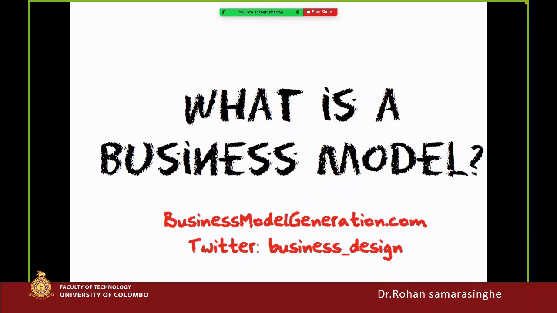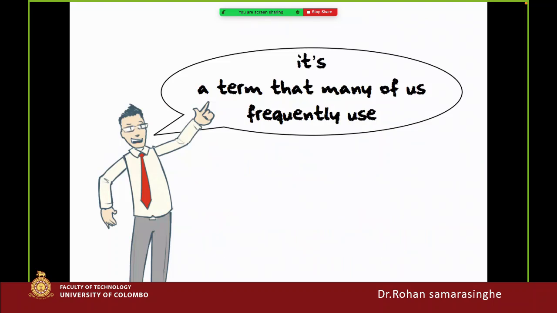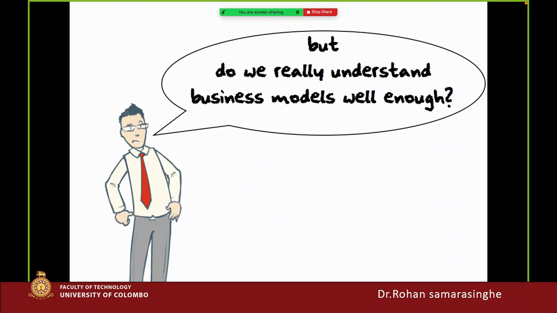What is a business model? It's the theme that many of us frequently use. When you consider this business model, that is a term that many of us frequently use. But some of you may not understand properly about the business model. But we do really need to understand the business model well enough, otherwise we will have some difficulties while we are going to function our business.